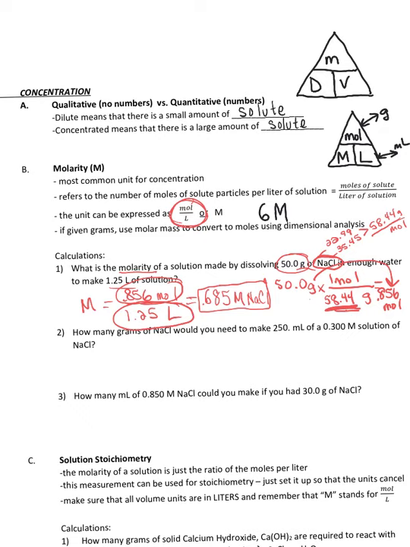Next question, they want grams. Well, to get to grams, we're going to kind of do this opposite. If you look, we're going to take our volume. Our volume is in milliliters. We don't want milliliters. We want it in liters. Why? Because molarity is in liters. So we're going to take our 250 milliliters, and we're going to turn it into liters, which is going to be 0.250 liters.